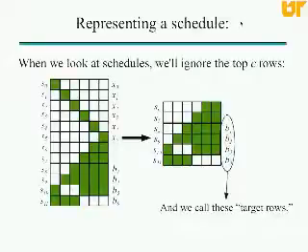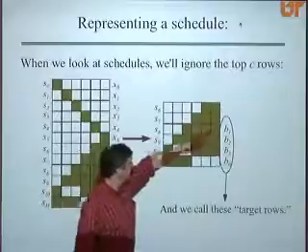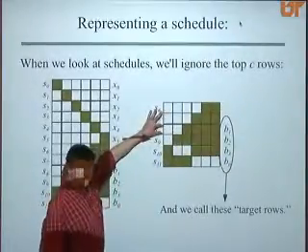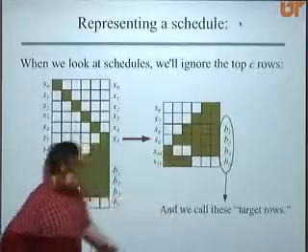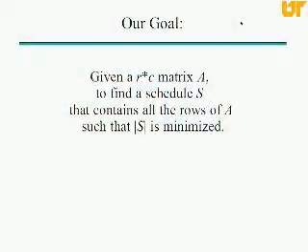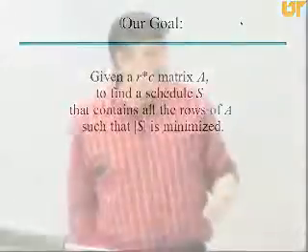Now, since the top is going to be an identity matrix, we don't need to look at it. That's going to be implicit in all the diagrams that I show. You won't see the identity matrix. Where I have one of the rows of my target matrix, I call these target rows. So my goal in all of this now is, given an R by C bit matrix, I want to find a schedule that contains all the rows of that matrix, and the size of that schedule is minimized.